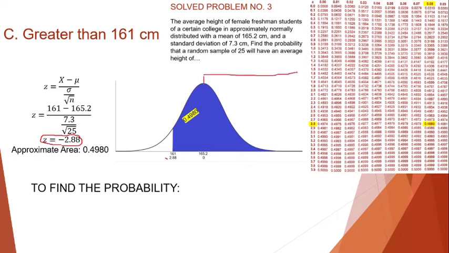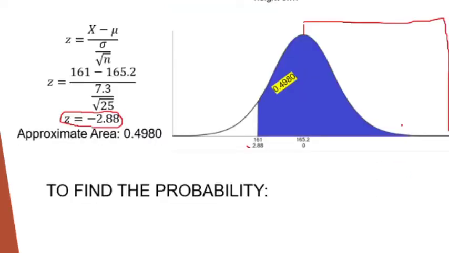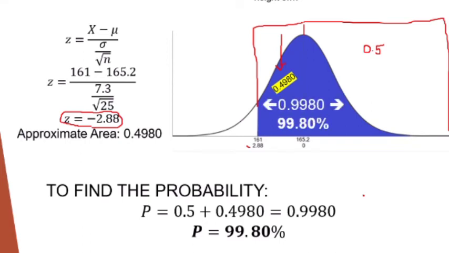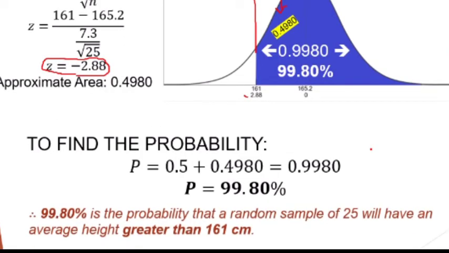Ngayon, to find the probability, so I don't need to explain this. What is the measure of this? So it's equivalent of 0.5. So i-add nyo siya. Since it reaches the mean, then ito yon. Ito yung sukat. So we have 99.80%. So 99.80% is the probability that a random sample of 25 will have an average height of greater than 161 centimeters.